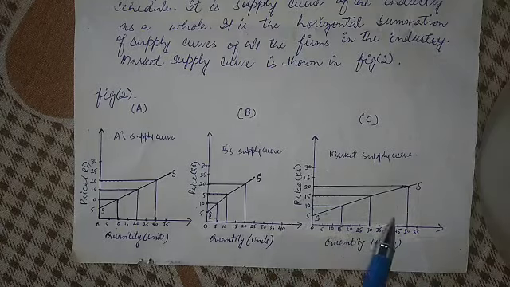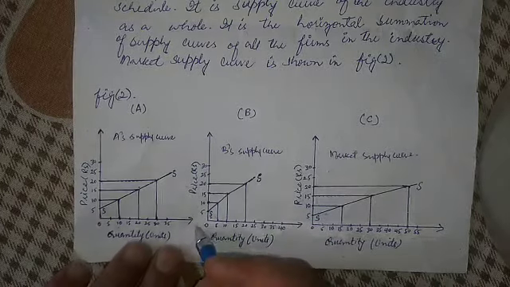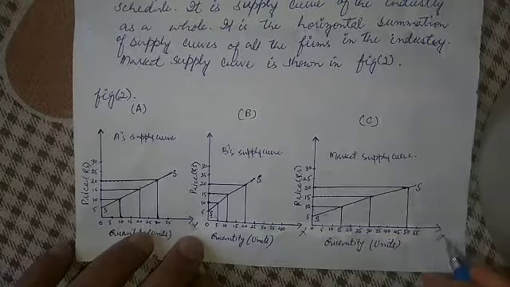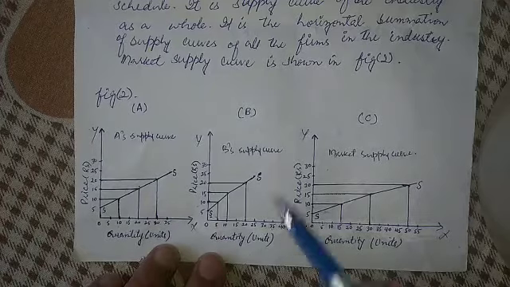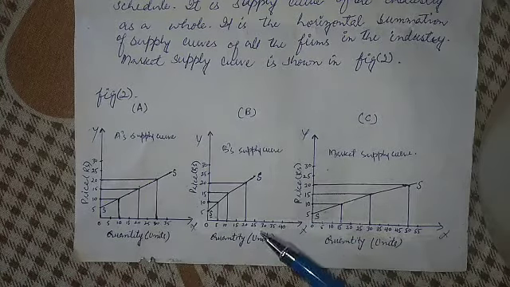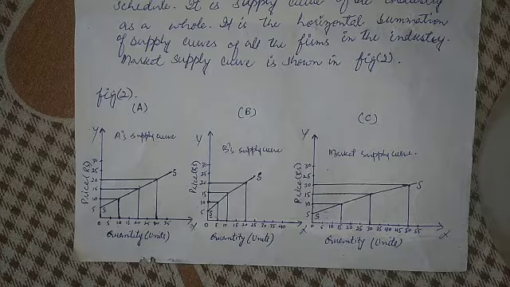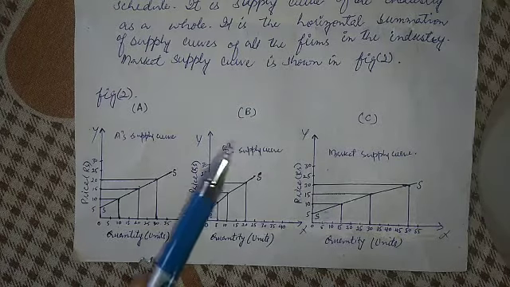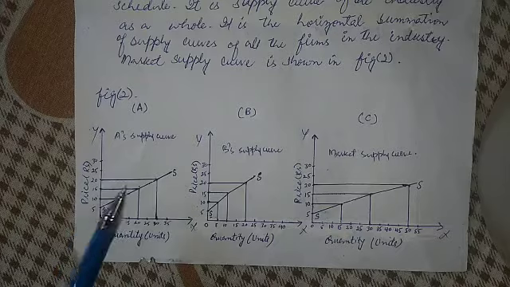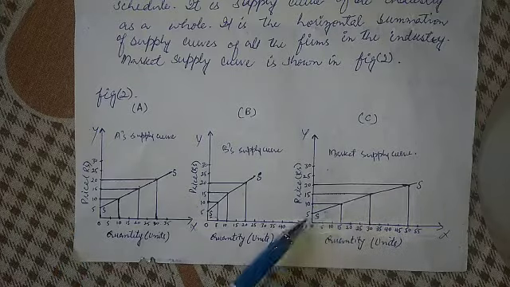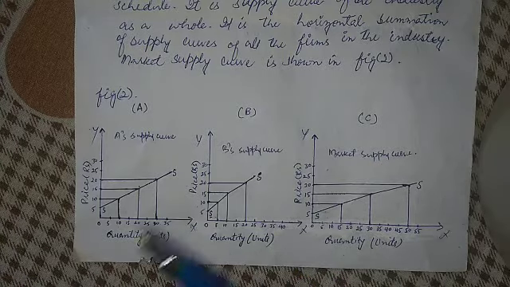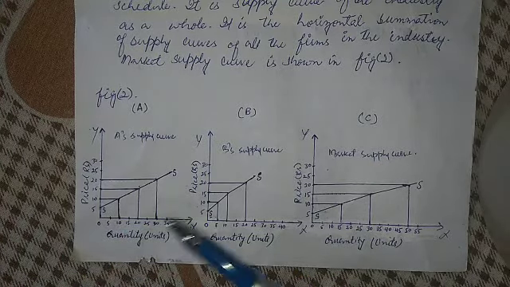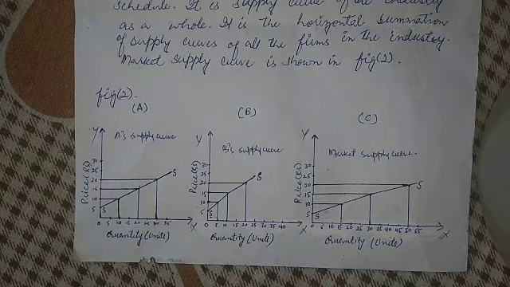This is the x-axis and this is the y-axis. The x-axis shows the quantity in units and the y-axis shows the price in rupees. What you learned here is that the market supply curve is a horizontal summation of the individual supply curves of various firms producing a particular commodity in the market.